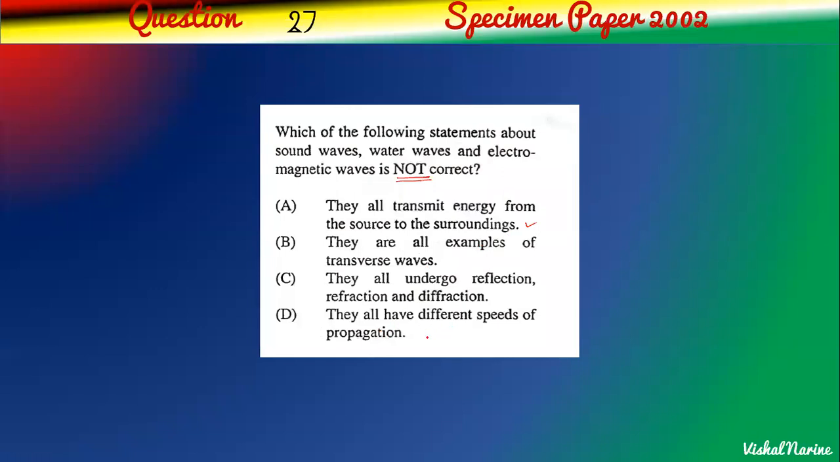They have different speeds of propagation, that is true, because we know that electromagnetic waves are traveling actually faster than water and sound. They all undergo reflection, refraction, and diffraction. Again, that is true because all waves undergo this. And what is not true is that they're all transverse waves. We know that sound waves are longitudinal waves. So the answer there is B.